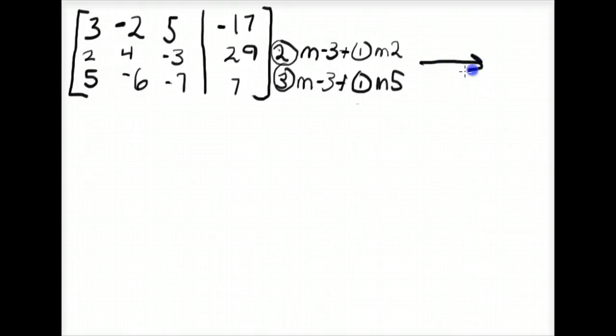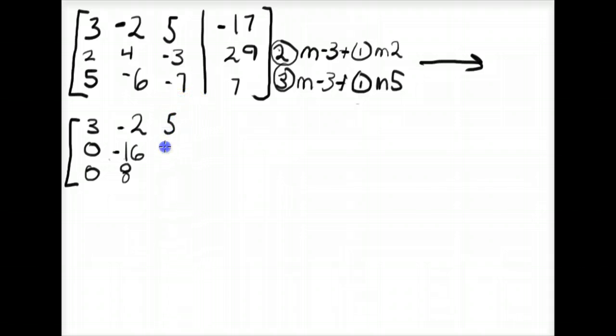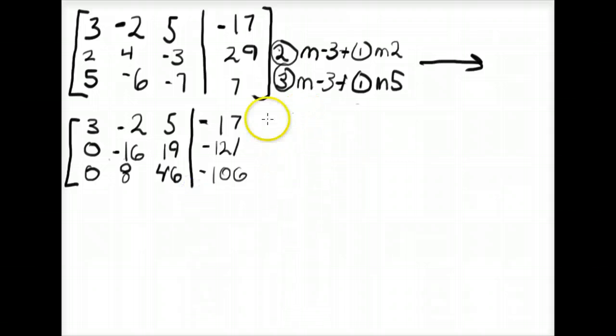So when we perform those operations, we're going to end up with the matrix 3, 0, 0, -2, -16, +8, 5, 19, 46, then -17, -121, and -106. And then here are the coefficients. They're separated by this vertical bar.